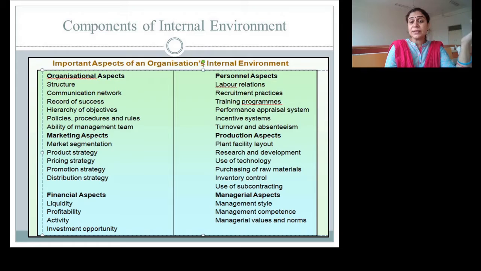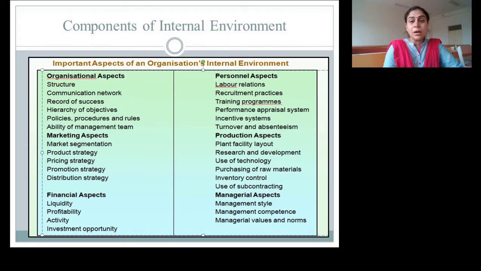Then the record of the success. What is the history of the company, when the success story is to be laid down? Hierarchy of the objectives. What are the objectives of the company? With what objectives is the company moving forward? Policies, procedures, rules, and the ability of the management teams.